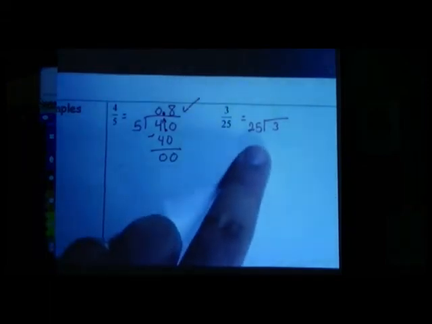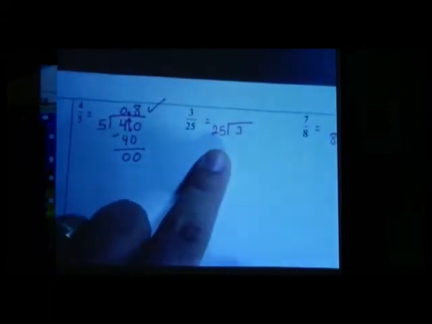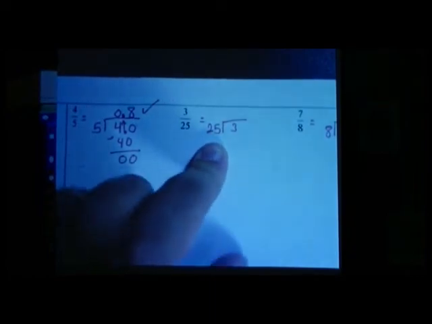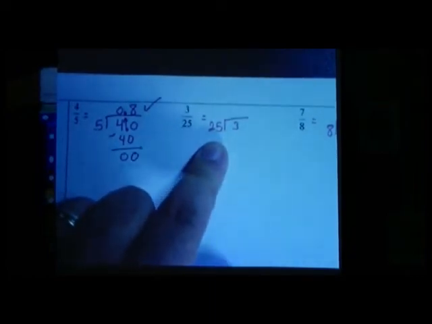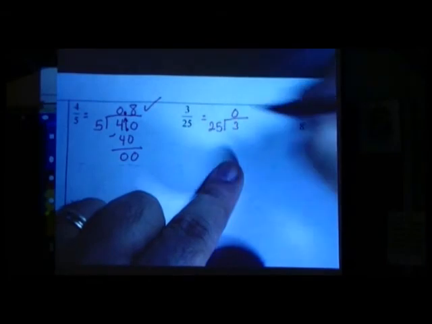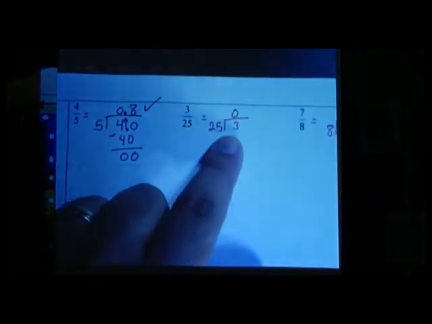Okay, now let's do this other one. It's a little bit more complicated. Some of you may be afraid of those numbers that have 2 digits on there when we divide, but don't be afraid of them. Just take one number at a time. For example, 25 is too big to go into 3. So I'm going to add a 0 on top because it cannot go into 3.